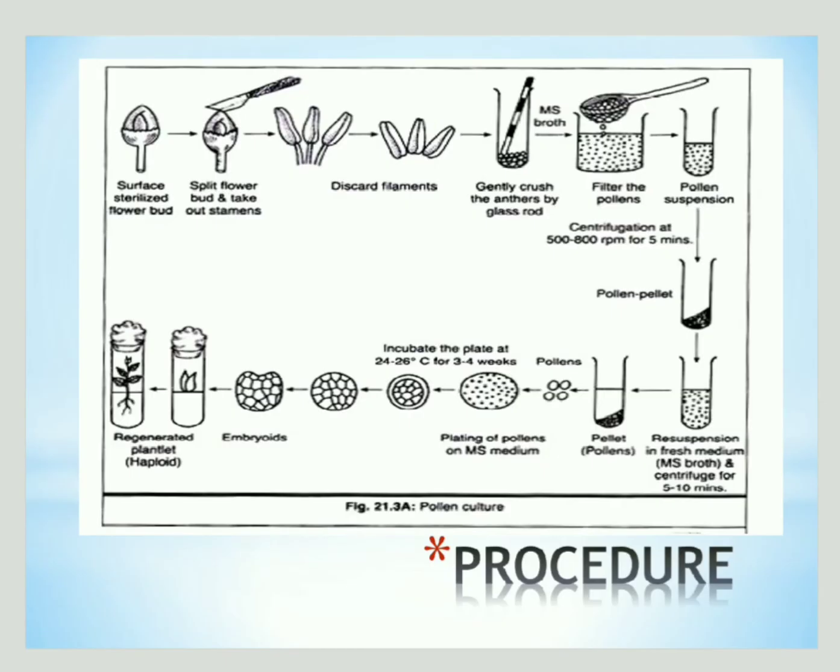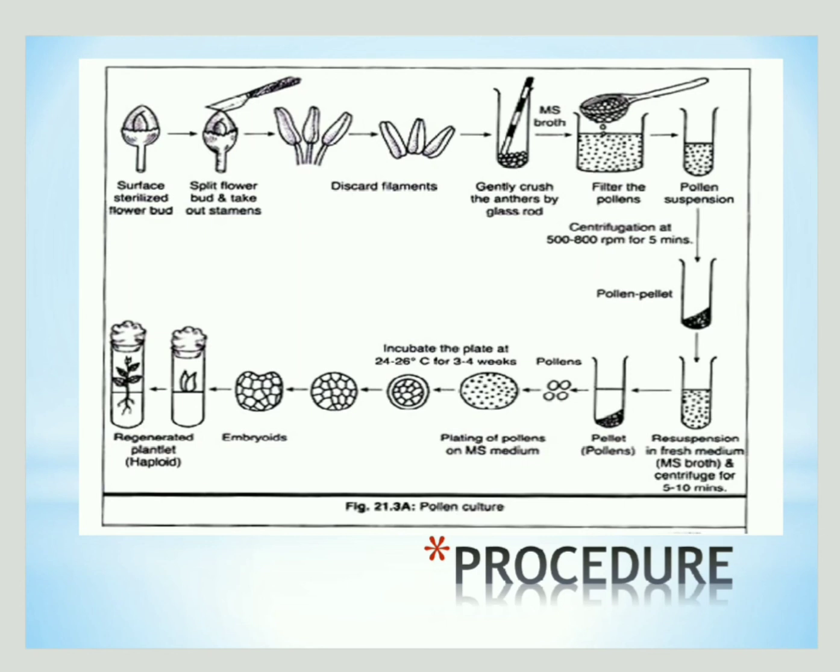So the procedure of the pollen culture is like this. First we have to surface sterilize the flower bud, that is, disinfect it, so that if any infection is there it is removed. Then we split the flower bud and take out the stamens. Then we discard the filaments. Then the anther portion is there, and we gently crush the anthers with a glass rod. Then in the MS broth we filter the pollens.